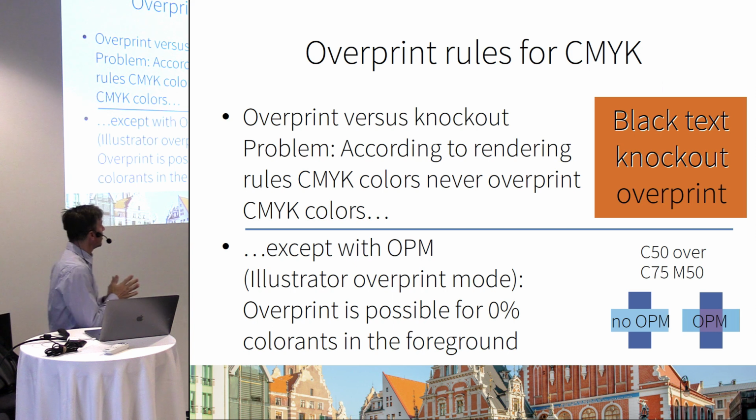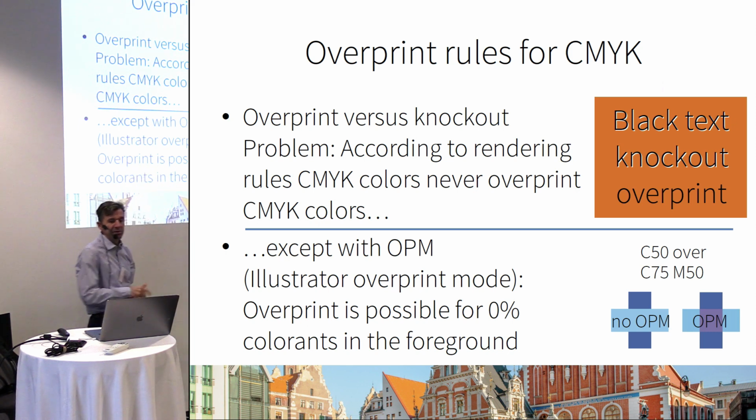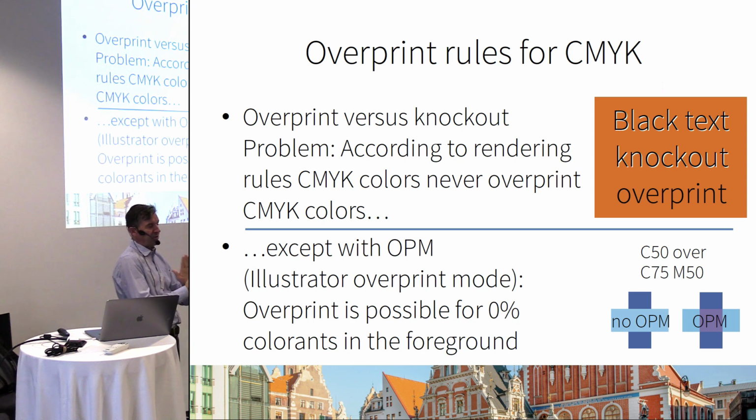So CMYK can't overprint another CMYK object except when OPM is set. You have two different parameters in a PDF file. One is the overprint parameter itself. The other is the OPM parameter, also called the Illustrator overprint parameter, and that allows a CMYK object to overprint another CMYK object, but only if the CMYK object in front has 0% in the colorant. We can see that here in the example.